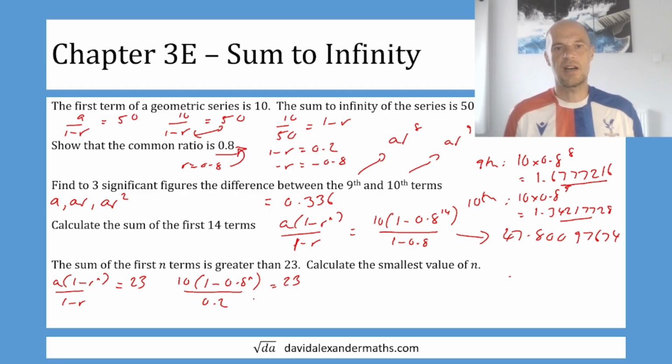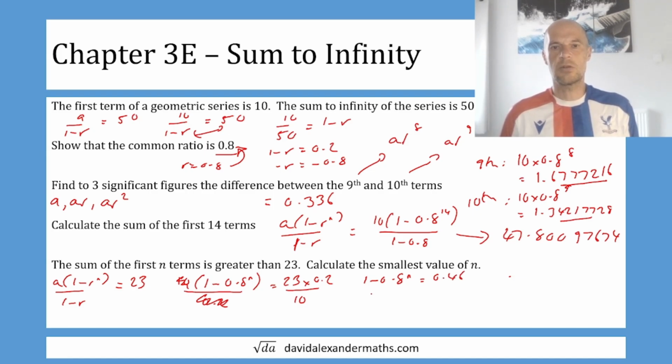As I'm running out of space here, I'm just going to multiply by 0.2. That gets rid of that 0.2. And I'm going to divide by 10. And 23 multiplied by 0.2, that is 0.46, I believe. 23 times 0.2 divided by 10 is 0.46. Okay, so 1 take away 0.8 to the power of n equals 0.46. I'm going to subtract the 1, so negative 0.8 to the power of n is negative 0.54. So 0.8 to the power of n is positive 0.54.